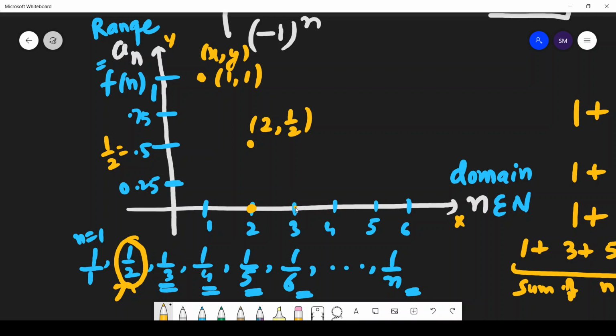Now third. Where will this come? 1/3. So 0.333, something over here. Yes, so that's your point, 3 comma 1/3. Now what about 4?